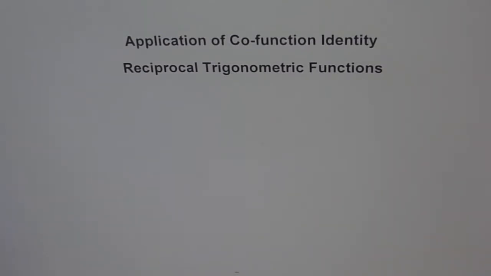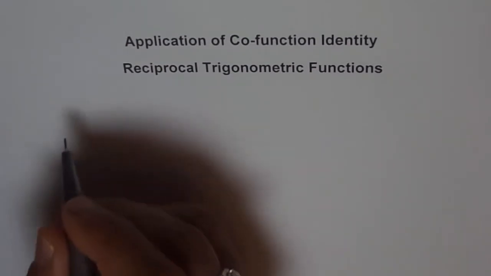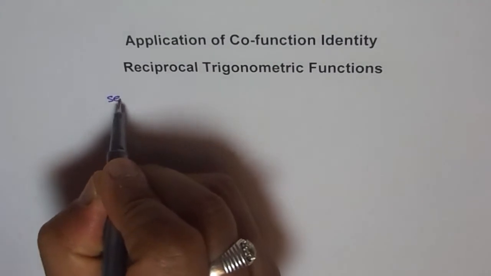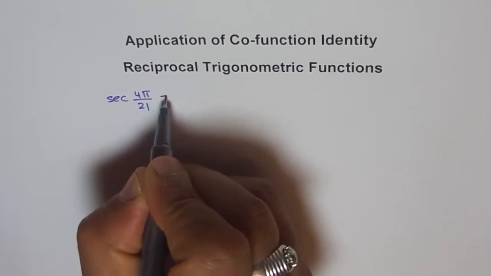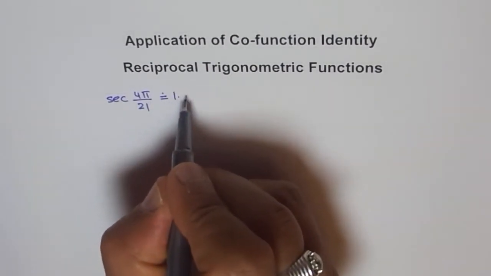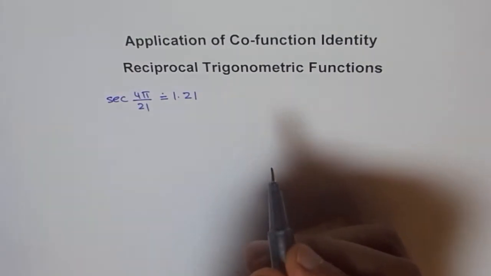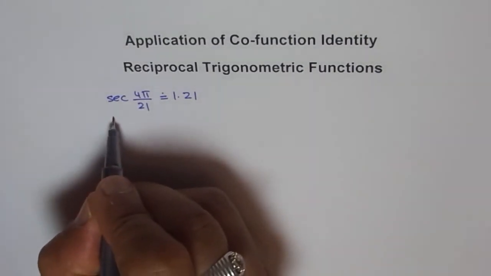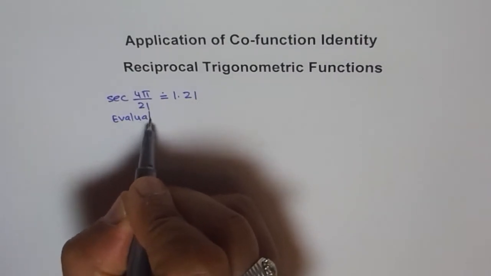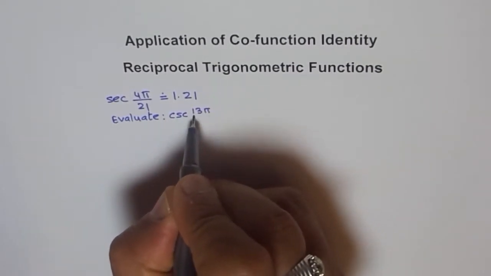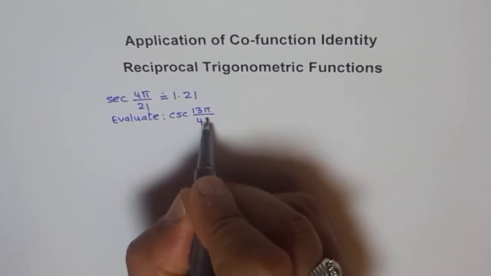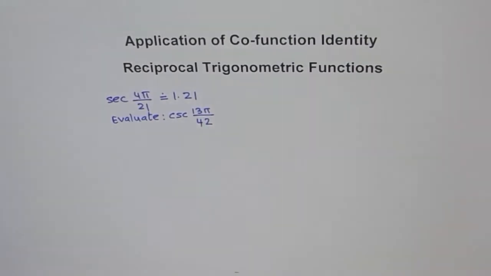So let's take a first problem. Let us say that it's given to us that secant of 4 pi by 21 is approximately equal to 1.21, and you need to evaluate cosecant of 13 pi by, let's say, 42. So that's your question.